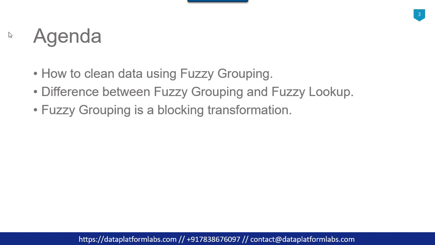And both fuzzy grouping and fuzzy lookup transformations are blocking transformations. So until all data has been read from the source, it won't let any data pass through the fuzzy grouping transformation. Once all data has been read from the source, only then will the data flow through the fuzzy grouping transformation. So without wasting time, let's jump to the demo.